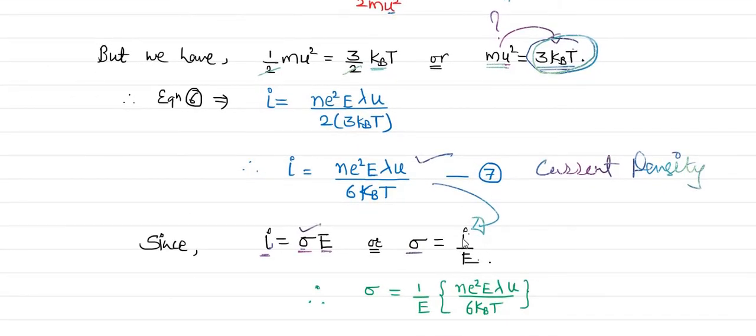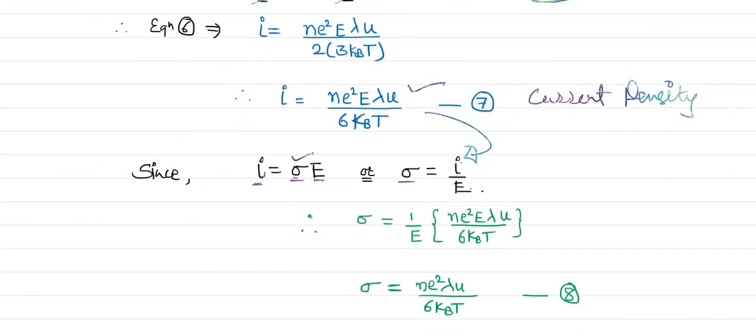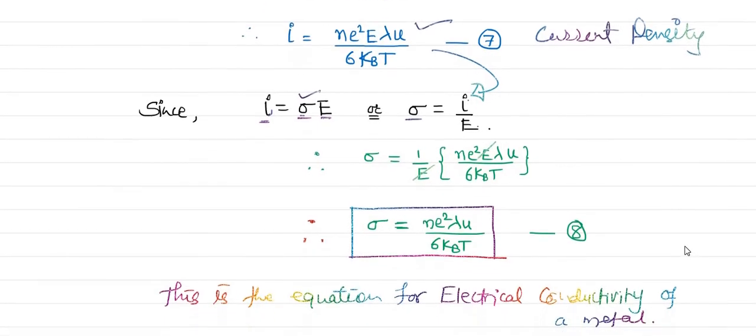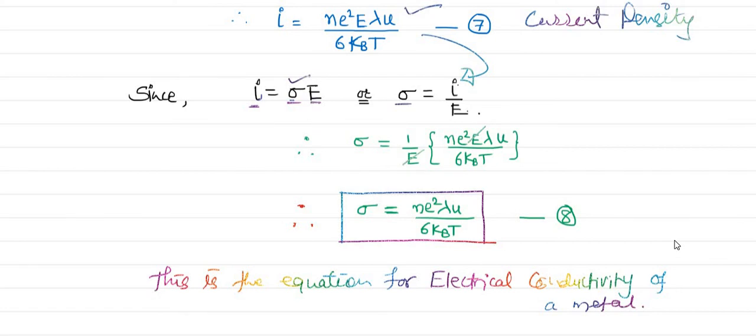So this 1 by E as it is, and the value of current density, let us substitute as it is from equation 7, n e square E lambda u divided by 6 kBT. Now what will get cancelled? Yes, electric field will get cancelled, and finally we got the expression for our electrical conductivity, which is sigma is equal to n e square lambda u divided by 6 kBT. This is the electrical conductivity of a metal, when we are dealing with metal. So yes, this is all about electrical conductivity of a metal.